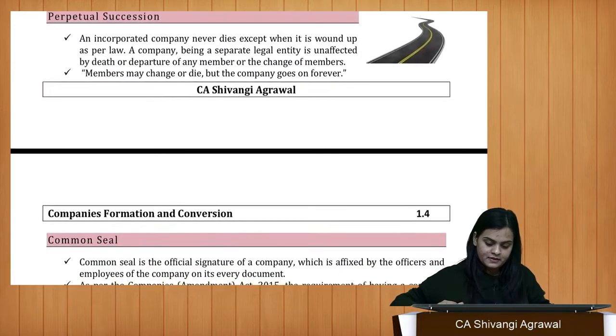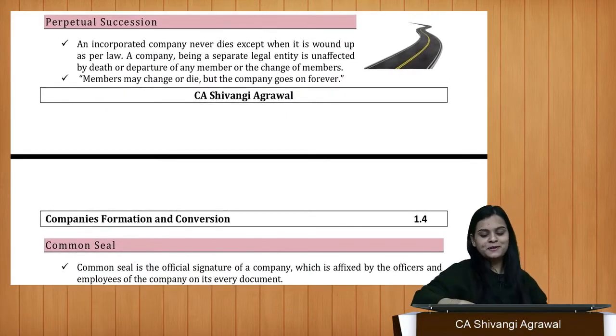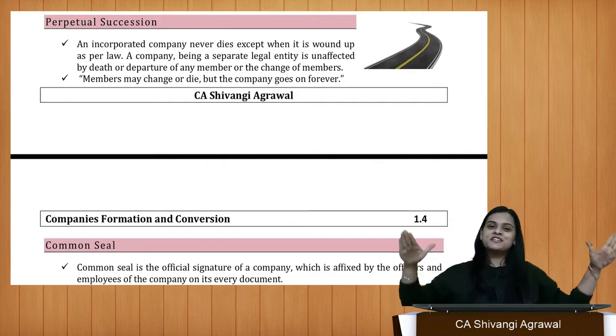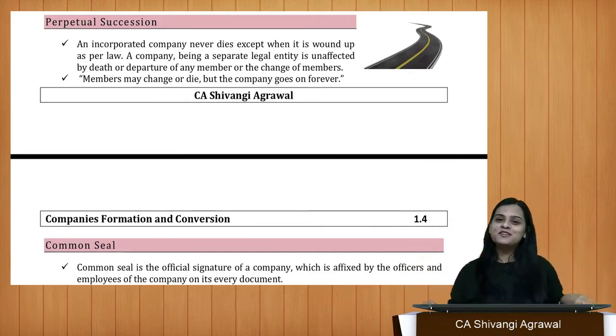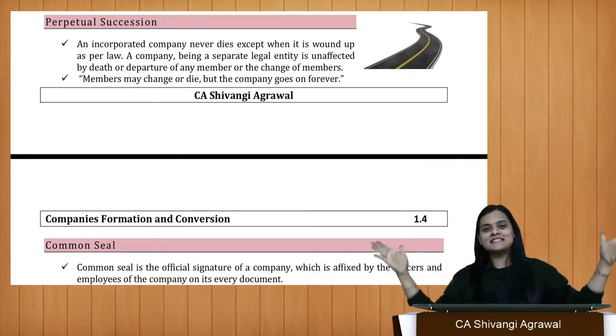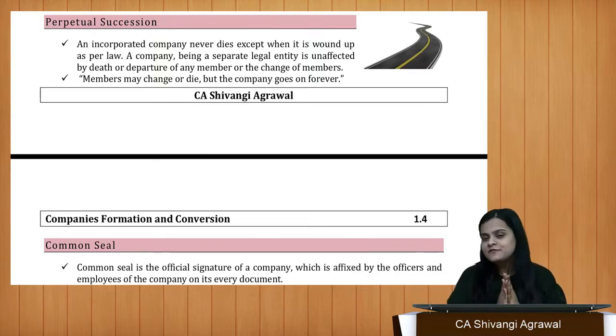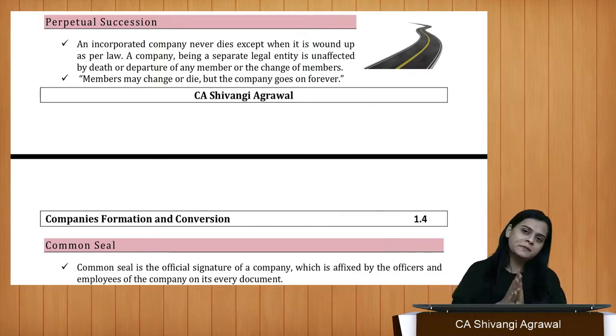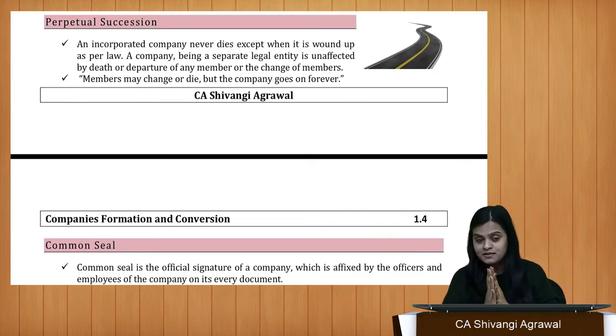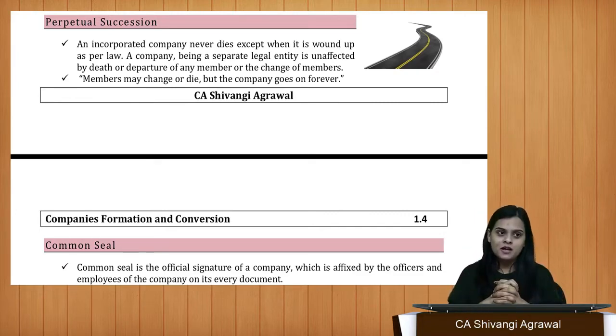Okay. Moving further. Perpetual succession. No matter who comes and goes, as I told you, Shivangi ma'am dies. Members, let's say for example, Mr. Dhirubhai Ambani, he incorporated a company. Why do you think he incorporated a company, ma'am? He to do some business, of course.